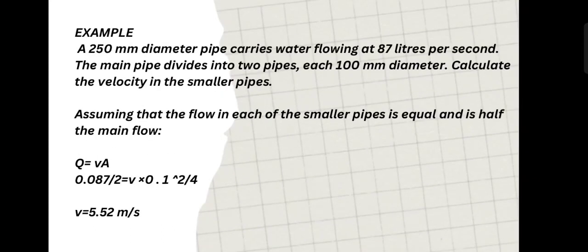So here's another example. A 25 mm diameter pipe carries water flowing at 87 liters per second. The main pipe divides into two pipes, each 100 mm diameter. Calculate the velocity in the smaller pipes, assuming that the flow in each of the smaller pipes is equal and is half of the main flow. In order to solve this problem, we are going to substitute the given values in our formula.